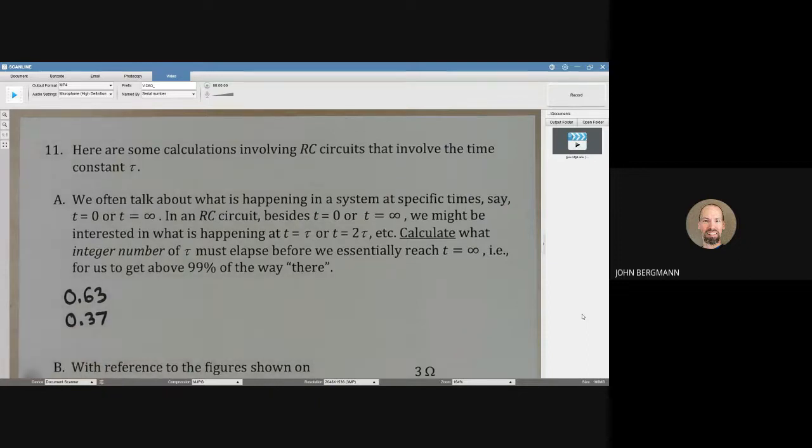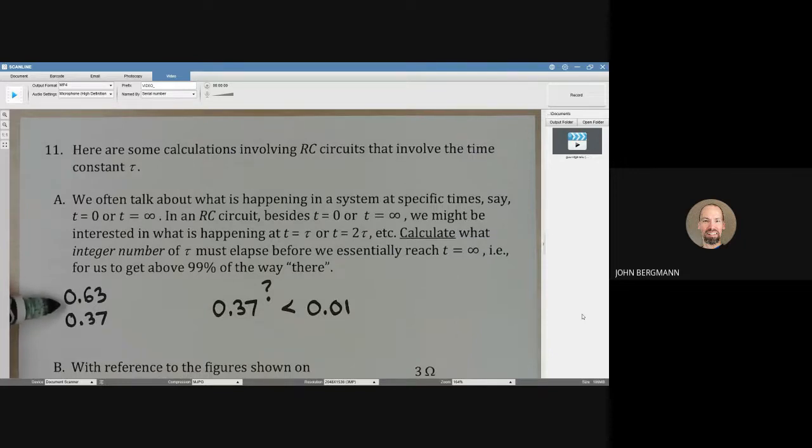We said in an earlier video that whenever a quantity is changing for an RC circuit, it's going to get 63% of the way to its final destination in that first time constant. Then in the second time constant, it's going to go 63% of the way that remains, etc. In order to get to 99% of the way there, basically what we want to do is say, how many of these does it take to get us to less than 1% left?